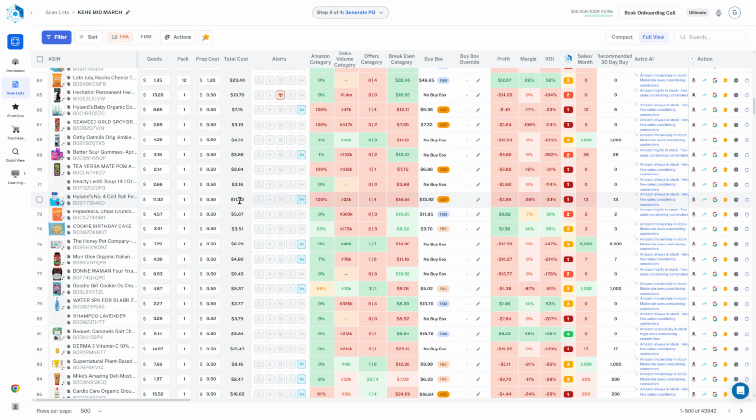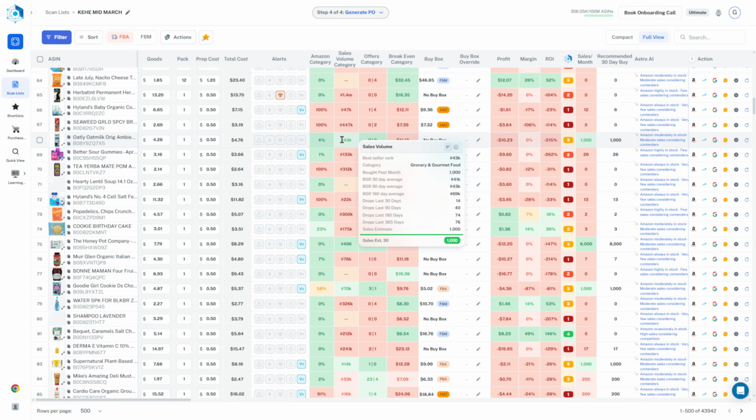Just to the right of the alert section, you can see the column category data fields. Now, these columns don't have a single data point, they have multiple data points. For example, the Amazon column displays information regarding Amazon: if Amazon has been in stock, if they're currently being sold by Amazon, Amazon's highest and lowest buy box price, and their average pricing over the last 30, 90, and 180 days.